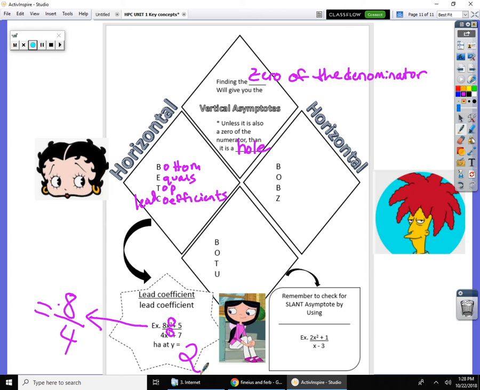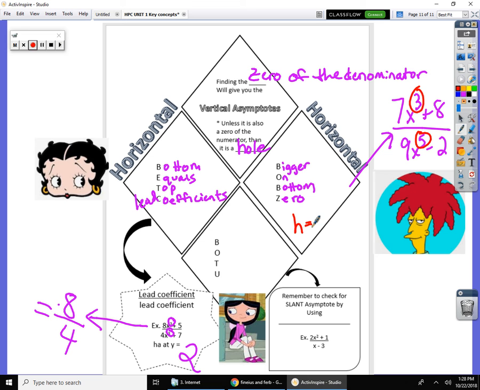Bob's stands for bigger on bottom. If it's bigger on the bottom, what do you think my horizontal asymptote is going to be? 0. You're absolutely correct. Okay, so if I had 7x to the 3rd plus 8 over 9x to the 5th minus 2, and I look at the power, it's bigger in the bottom. 5 is bigger than 3, therefore my horizontal asymptote would be 0. Y equals 0 would be my horizontal.